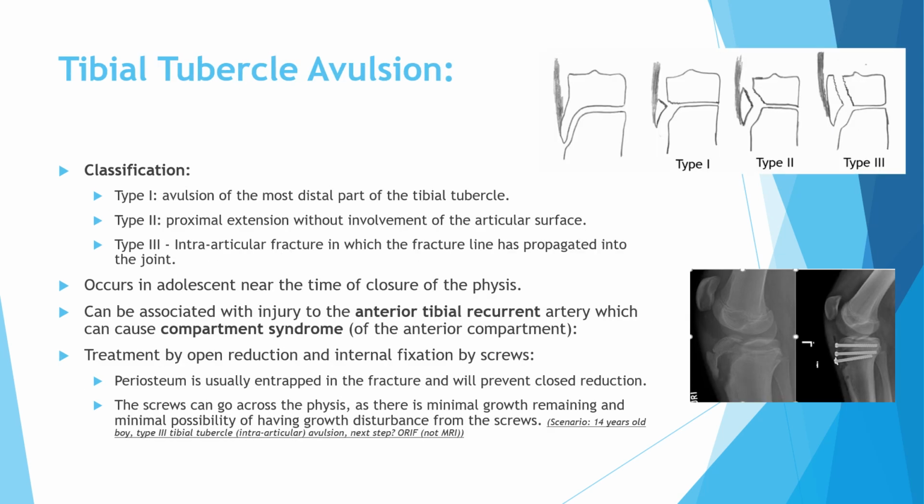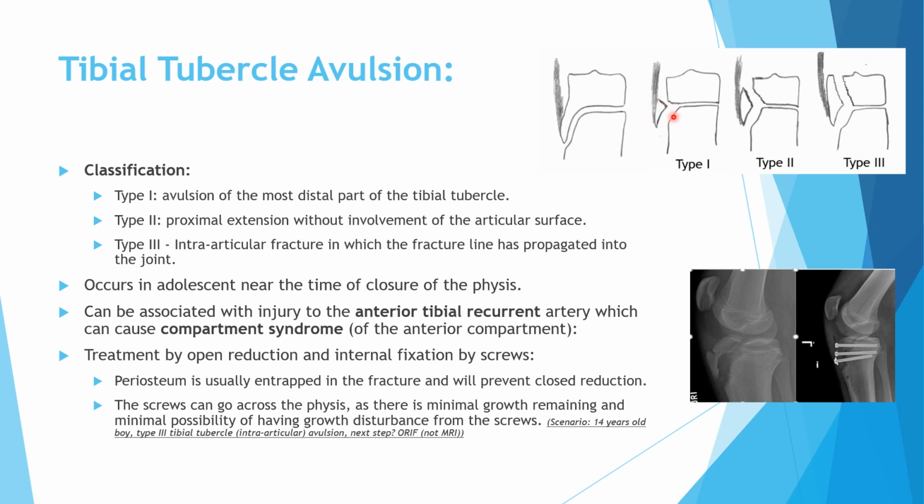So the second topic after tibial eminence is the tibial tubercle avulsion. The tibial tubercle avulsion usually occurs in adolescents near their maturity. The shape of the proximal tibia usually looks like this. So the growth plate here will be going distally, anteriorly. The tibial tubercle is that part here of the apophysis that is attached to the patellar tendon.